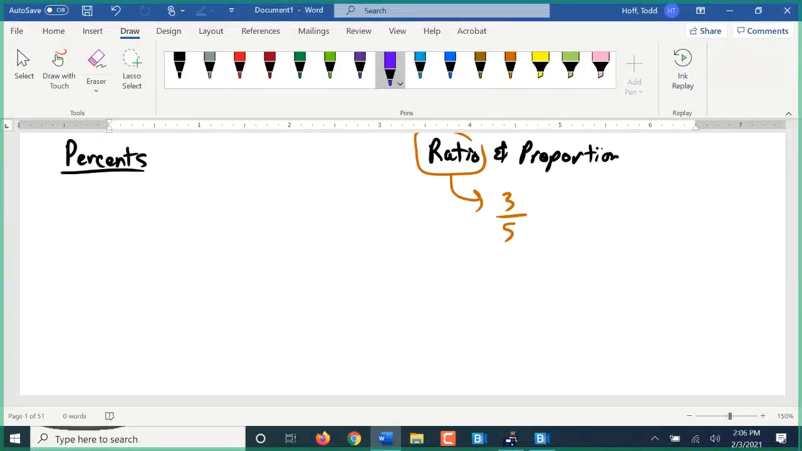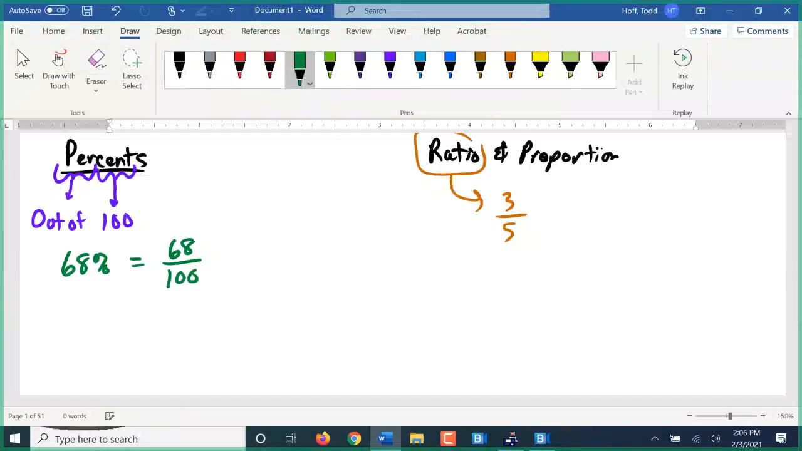So to understand how percents work, we first have to understand the word percent. And it's actually two words. Per, if you think of miles per hour, dollars per hour, miles per gallon, for each or out of. Then cent, think of years in a century, cents in a dollar, 100. So the term percent means out of 100. So if I have 68%, that literally means 68 out of 100.